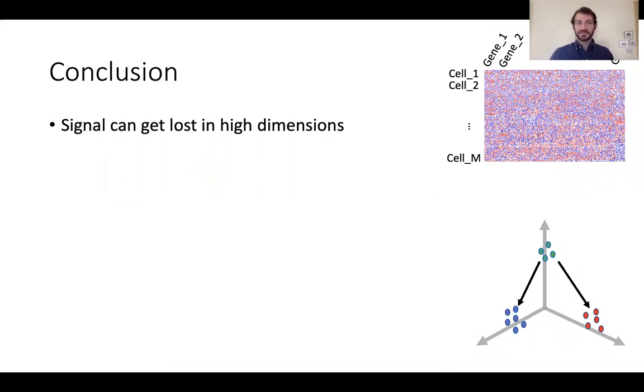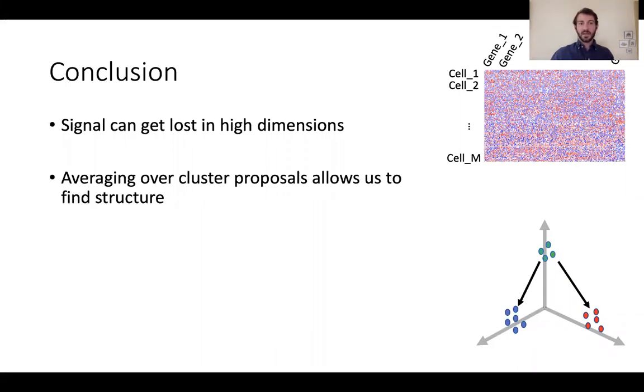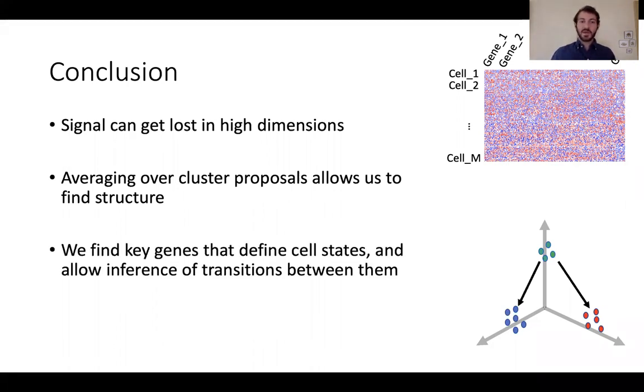So to conclude, the important take-home message here is that when you're dealing with this high-dimensional data, you have to be very careful. Just gathering more and more dimensions or more features about your individual data points doesn't always help you. In fact, it can just pollute the signal more and more, so you lose the signal. However, by averaging over these different cluster proposals, or by averaging over bad guesses about what we think the structure looks like, we're able to find these important dimensions. And lastly, these dimensions are not only statistically important because they allow us to find the existence of different cell states, but they also allow us to understand the transitions between the cell states and would provide an obvious follow-up in terms of experimental perturbations and measurements.